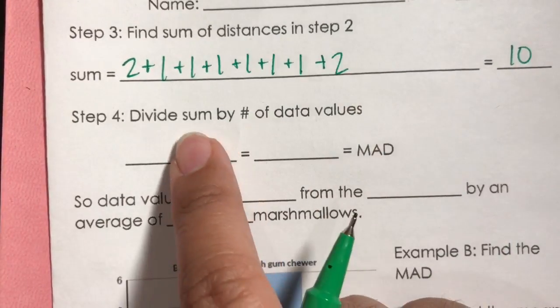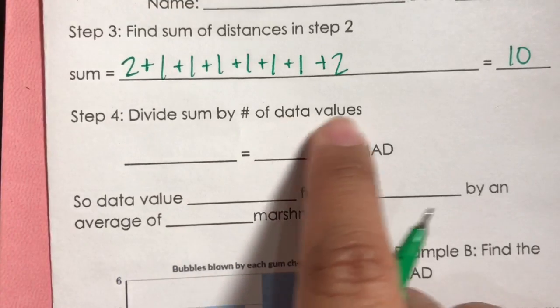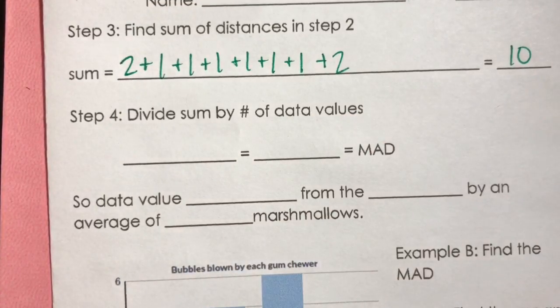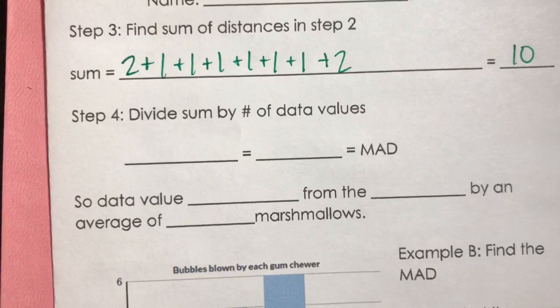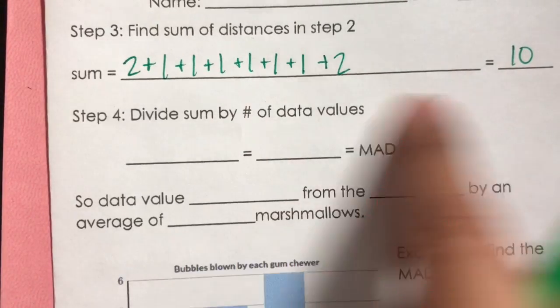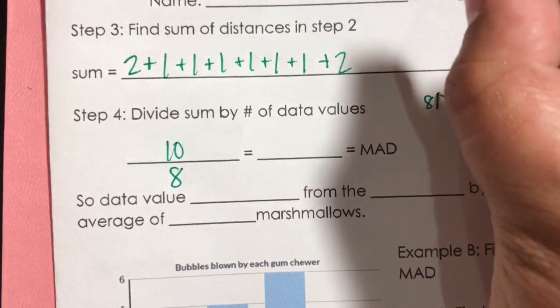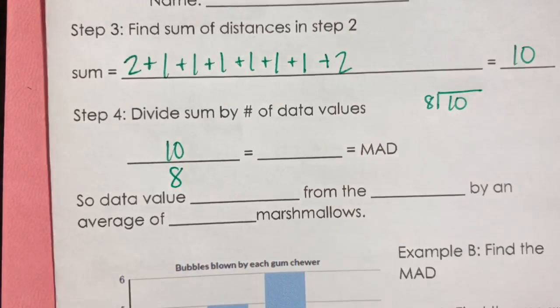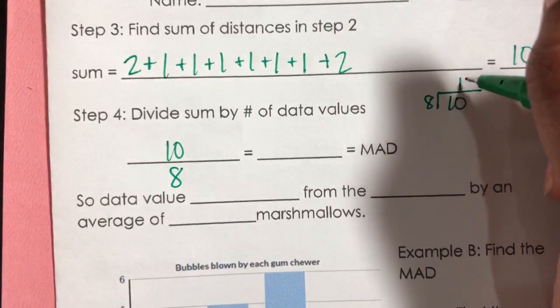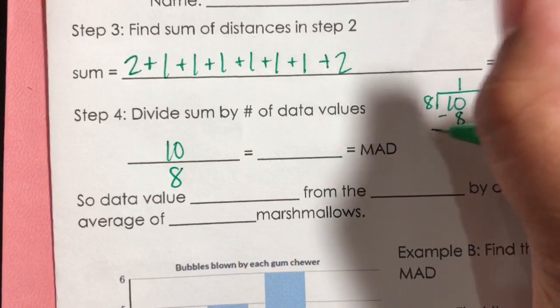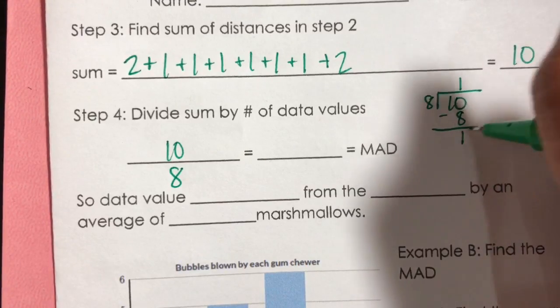Now step 4, we just need to divide the sum by the number of data values, which means we're basically finding the mean of these distances. So we added the sum, which is 10, and we got to divide it by 8. 10 divided by 8, I'm going to do a quick long division here. 8 goes into 10 one time. 10 minus 8 is 2.